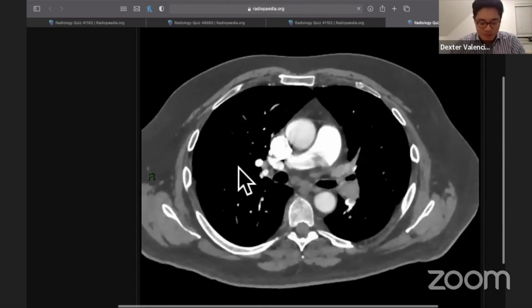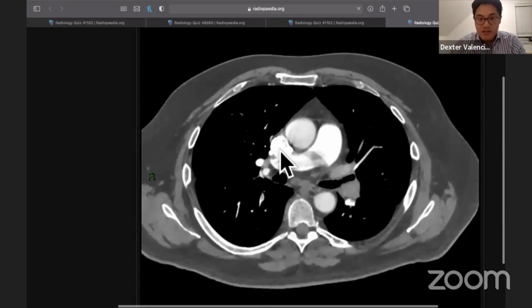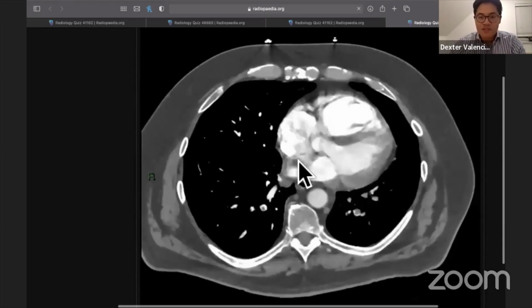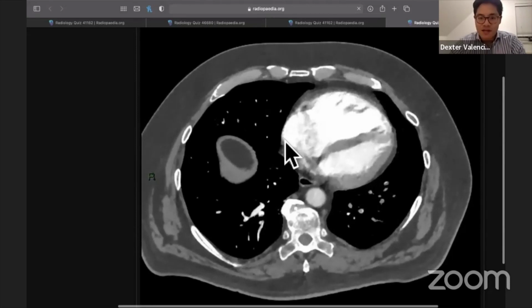So here is a CTPA. We know that because we can see that this is quite bright. In my normal practice, I would draw a region of interest to have a look at the Hounsfield units, but this looks like it's going to be way above 250, so I think it's going to be diagnostic. Let's go through our normal anatomy of how the blood flows. So this is the SVC. It's very bright because it's got a lot of the contrast in it. We're coming to what we know as our right atrium.